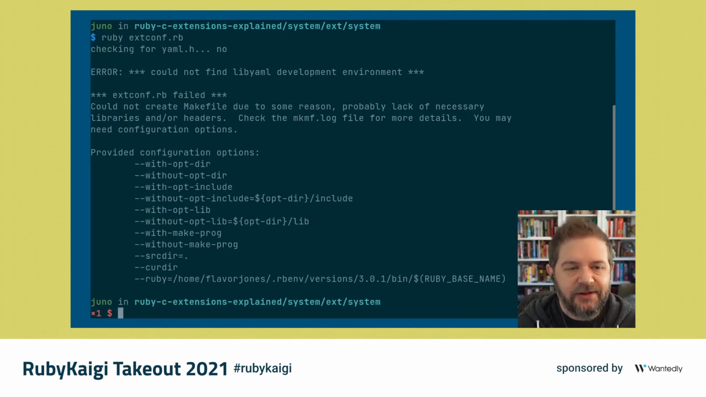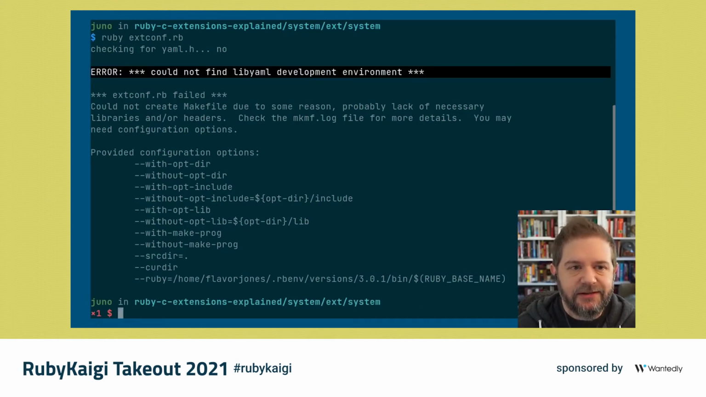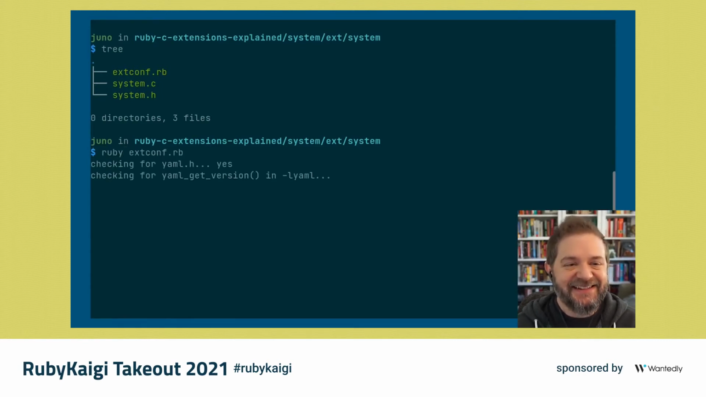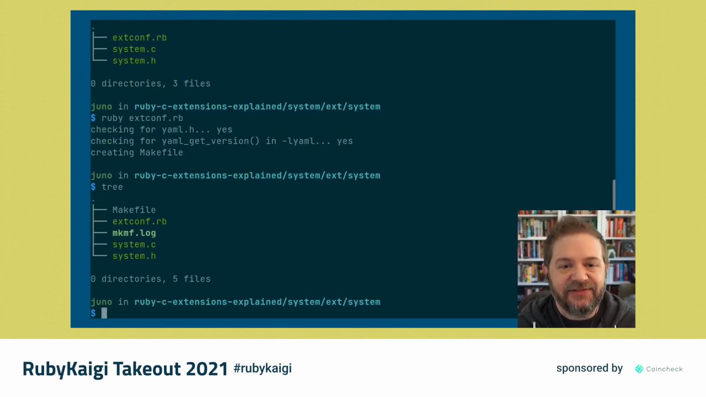Oh, snap. I don't have libyaml installed. Let me go Google for a few minutes and figure out how to get past this, and we'll come back and try again. Okay, we're back. I've got it installed. I'll now run the extconf, generate a makefile.